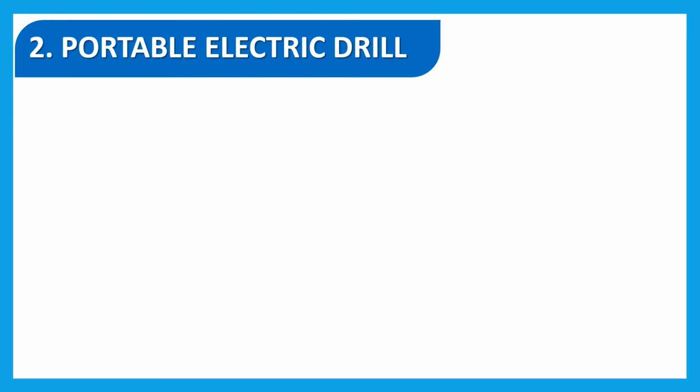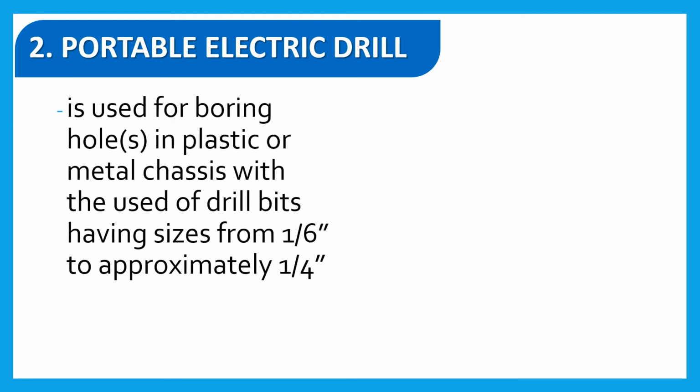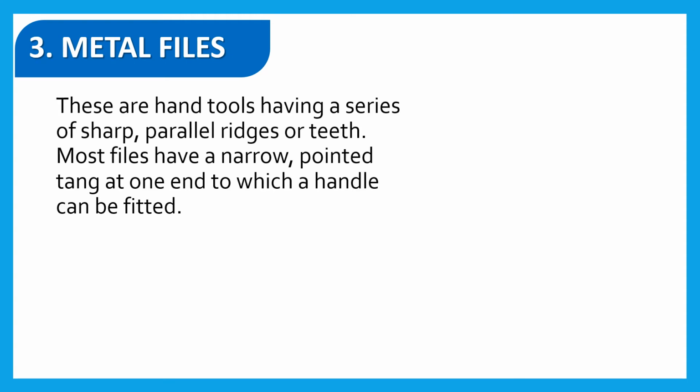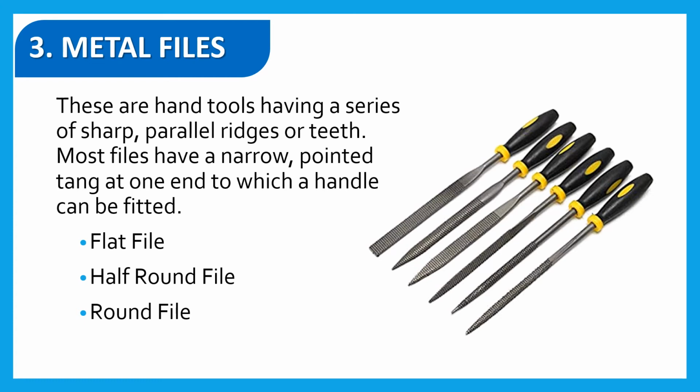Number 2, portable electric drill. It is used for boring holes in plastic or metal chassis with the use of drill bits having sizes from 1/16 inch to approximately 1/4 inch. Number 3, metal files. These are hand tools having a series of sharp, parallel ridges or tips. Most files have a narrow, pointed tongue at one end to which a handle can be fitted. Examples of these are flat file, half-round file, and round file.